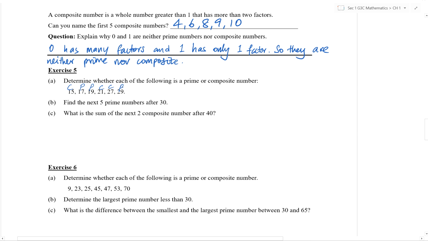Part B, find the next 5 prime numbers after 30. The next one will be 31, 37, 41, 43, and 47. So these are the next 5. What is the sum of the next 2 composite numbers after 40? 42 plus 44, 86. Okay?